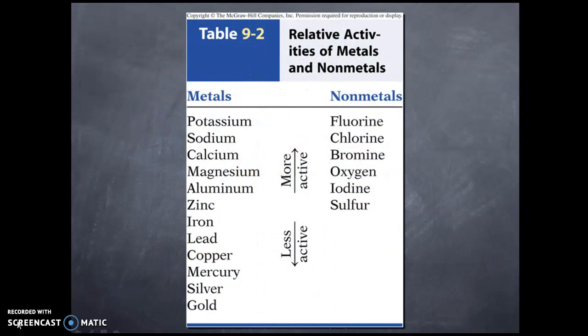When you look at the periodic table, all the metals, you can see right here, are more active, and the ones which are here are less active. And these are the non-metals, and these are more active in this nature.